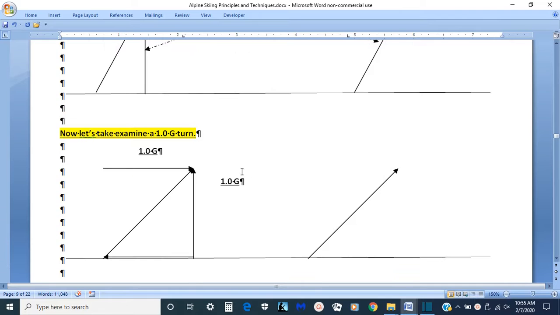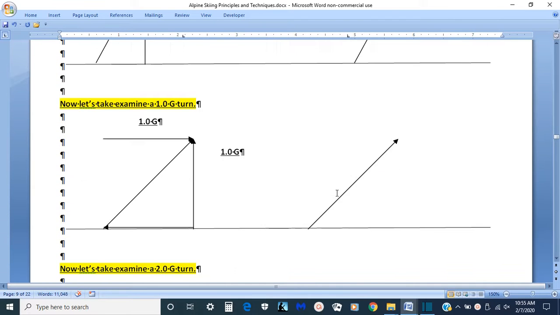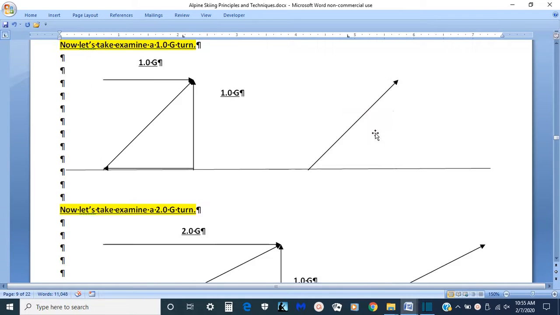Now, if you're doing a 1 G turn, the amount of force pushing you in that direction is equal to your body weight. So if you're 200 pounds, 200 pounds is pushing you this way. And then the vector sum is this way. You can see it is exactly at a 45-degree angle, right? It's a more shallow angle, and it's more force. You can see the length of the line is longer, right?